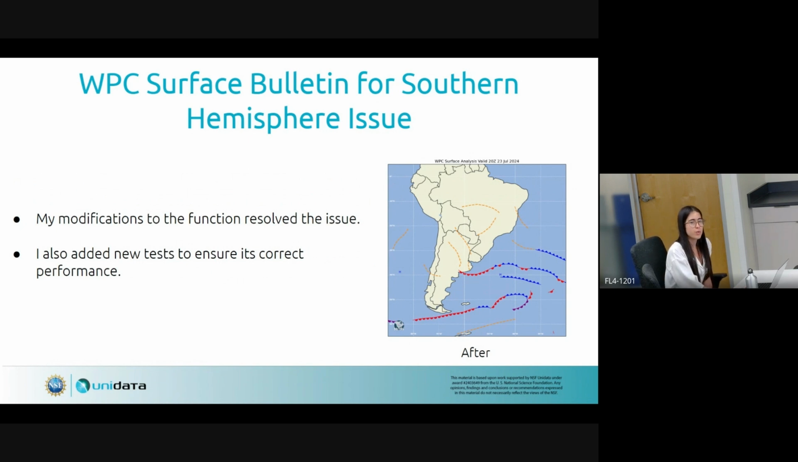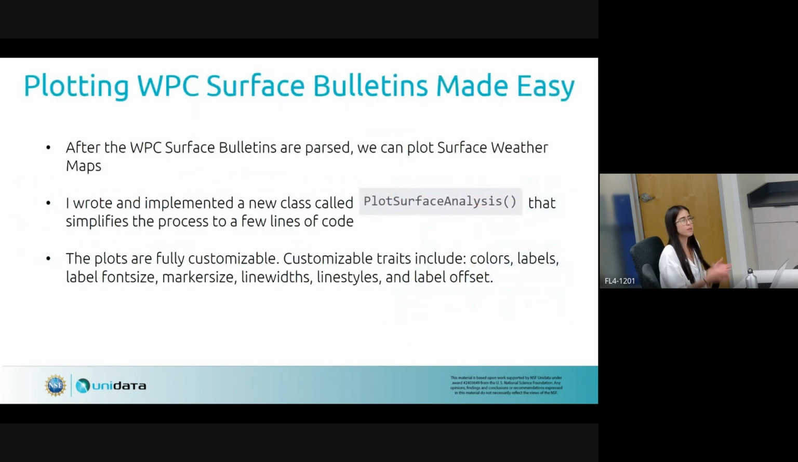While I was working with this issue, we noticed that it was not so easy to plot these surface weather maps. So we decided that it would be a good task for me to create a new class that would make this plotting much easier. And I think I already implemented it. It's called surface analysis. And now the process can be done with only a few lines of code.